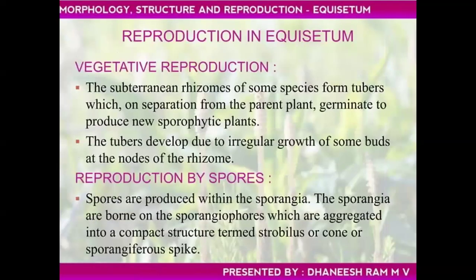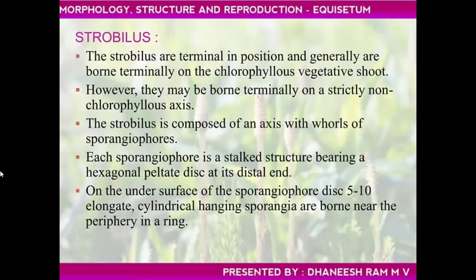Now, so we'll look into this. The spores are produced within the sporangia. These sporangia are borne on a stalk, which we call the sporangiophore. All these sporangia are aggregated, forming a compact structure that we call the strobilus, or a cone.